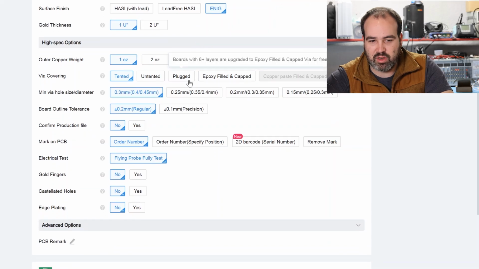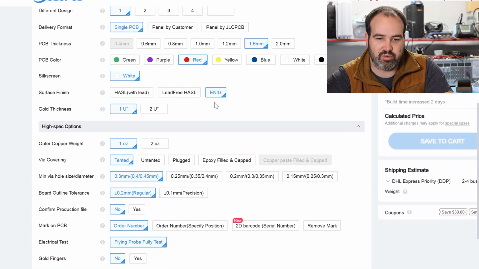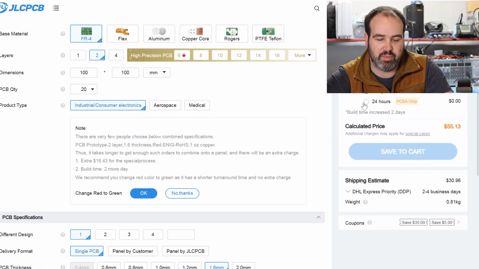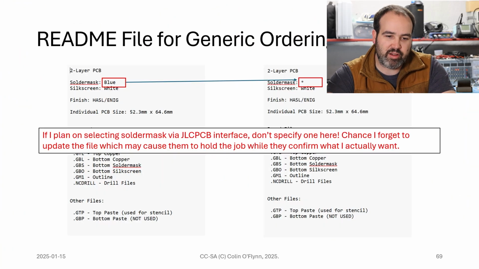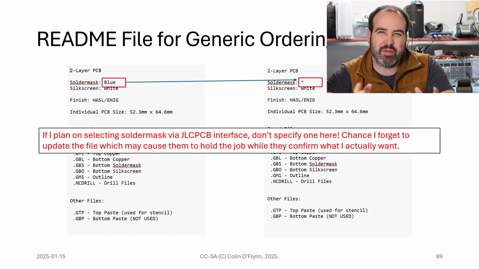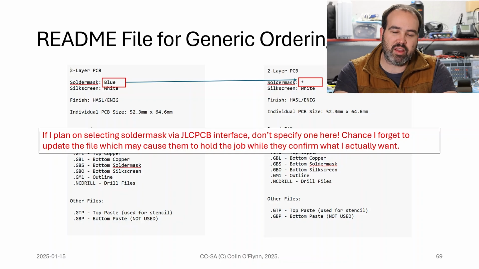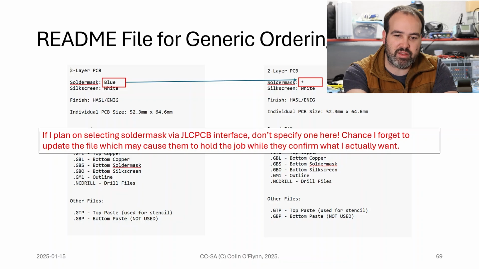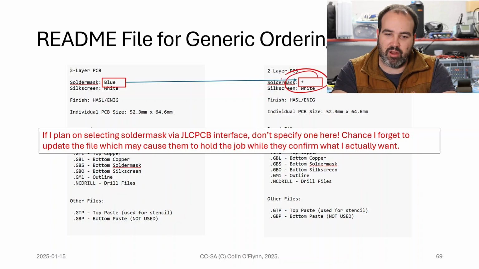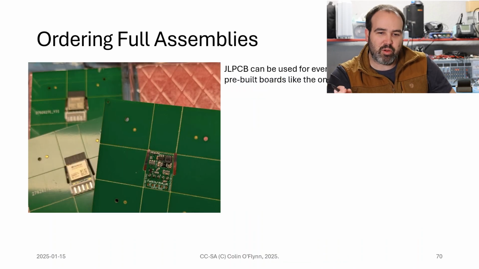Minimum hole, again, this is all going to depend on what your design parameters are. So yeah, that's it. It's pretty easy to order. You just say save to cart and you'd be done. The generic ordering, as I mentioned, if I know for sure that I might be changing the solder mask color, sometimes I would order green for a first board and then change it for my next run. I might just, in the README file, specify a solder mask as star to say, I don't care, go with what I ordered. The other thing you can do with JLPCB is order full assembly.